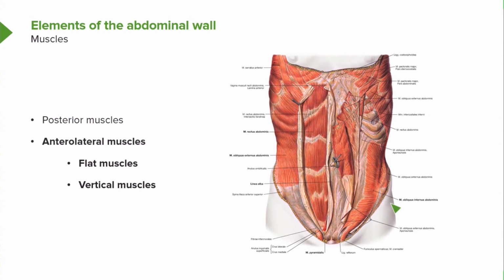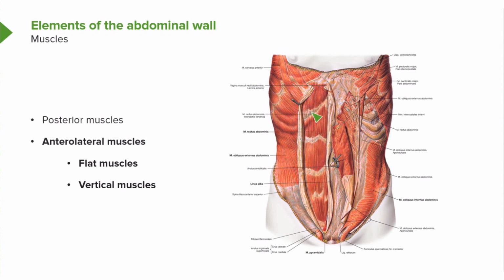For our anterolateral muscles, again, we'll divide those into flat muscles and vertical muscles. We can see our flat muscle region here. We'll have 3 pairs of flat muscles. This represents the external abdominal oblique. Over here, the external abdominal oblique has been cut along this edge and along its aponeurosis here. We also have vertically oriented musculature. This is your rectus abdominis.